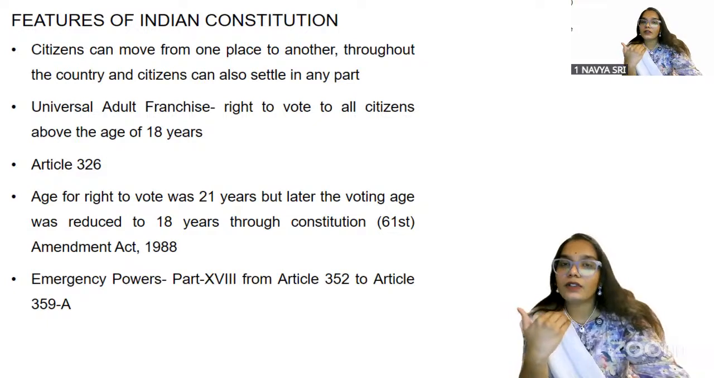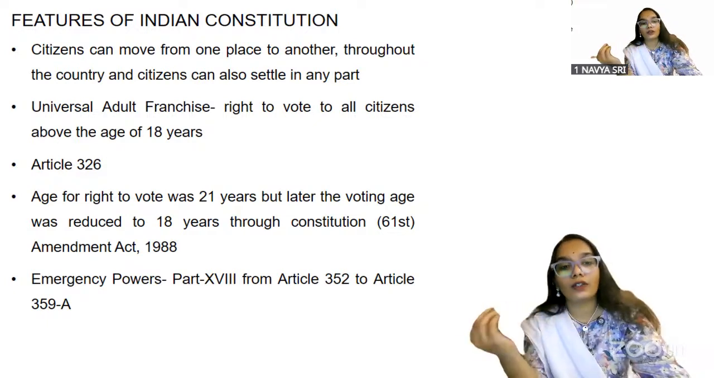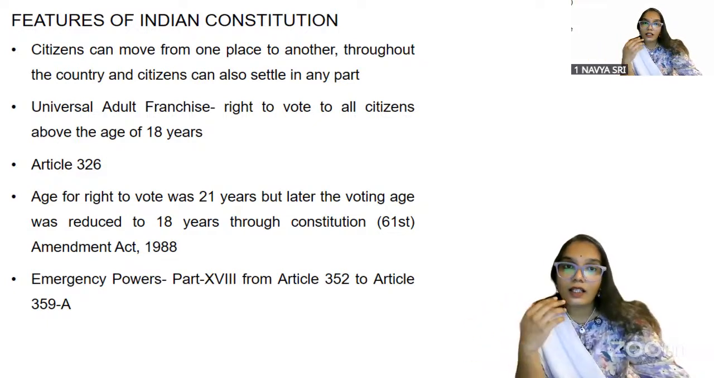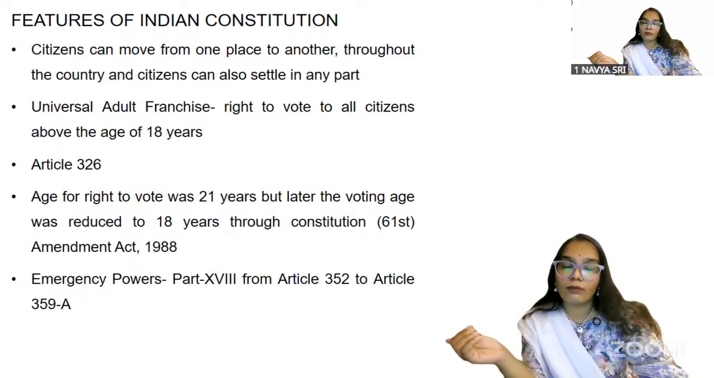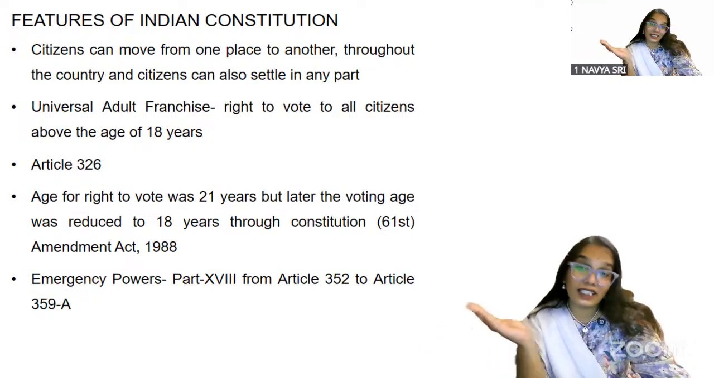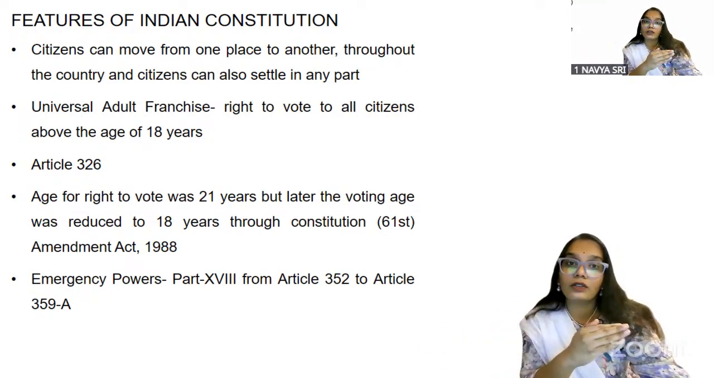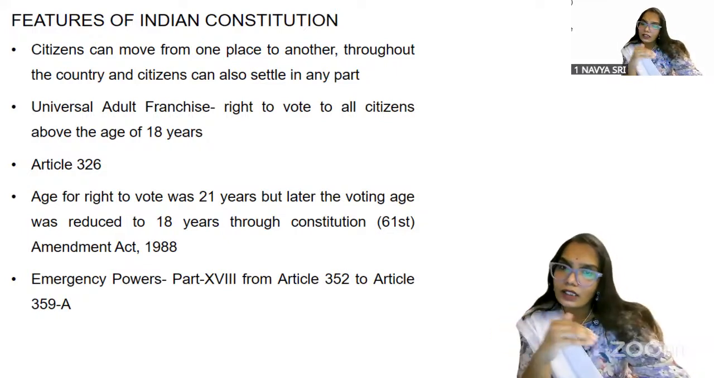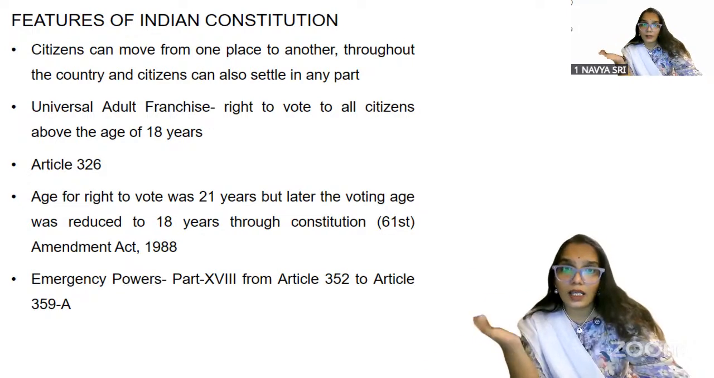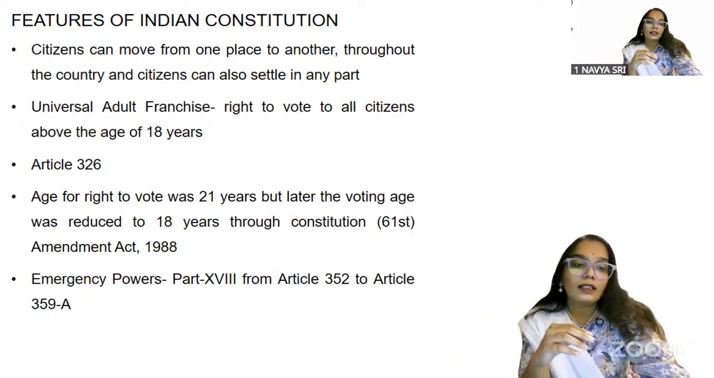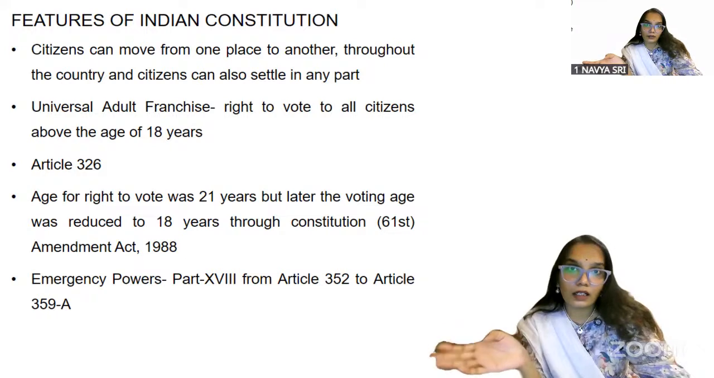But initially, it was people who are above 21 years who were allowed to vote. But that has been amended through the 61st Constitutional Amendment Act, which decreased the voting age to 18 years. This is also again an important MCQ question. Then Article 326 talks about universal adult franchise.